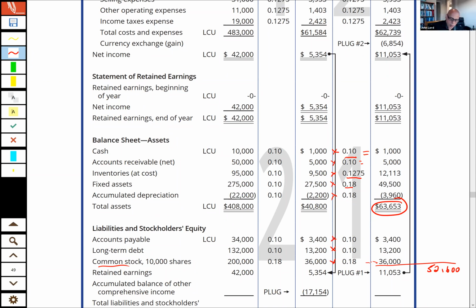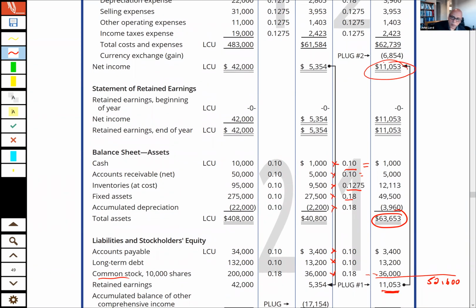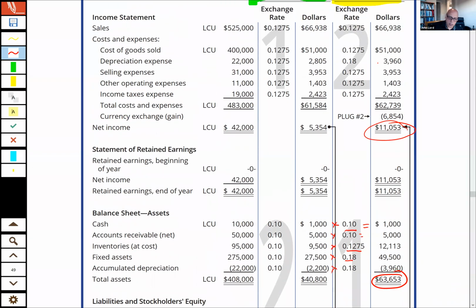So I plug in 11,053. In this particular case, since this was the first year of operation, there were no dividends. What you plugged in to make the balance sheet balance goes into retained earnings. Since the beginning balance of retained earnings was zero, you added the net income, and there were no dividends, the ending balance of retained earnings to make this balance was 11,053. That means the net income must be 11,053. So you go up to your income statement and simply plug in 11,053 of net income.